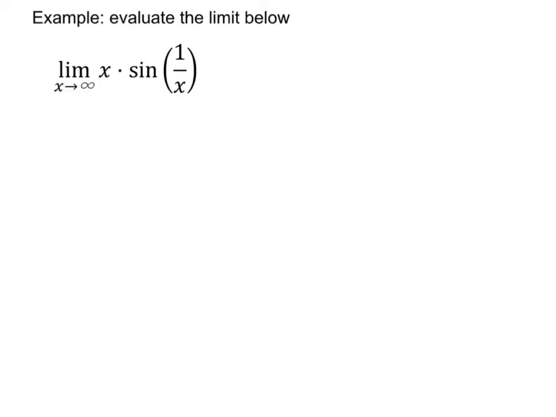Here's the first one. I want us to evaluate this limit. The first thing we do is attempt to plug in infinity. We may not even have an indeterminate form. Probably not, but we'll try. If we attempt to evaluate the expression at infinity, I end up with infinity times the sine of 1 over infinity, which is basically 0. This is infinity times 0. Okay, so we do have an indeterminate form.